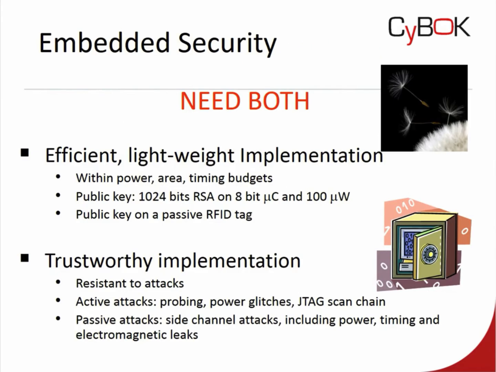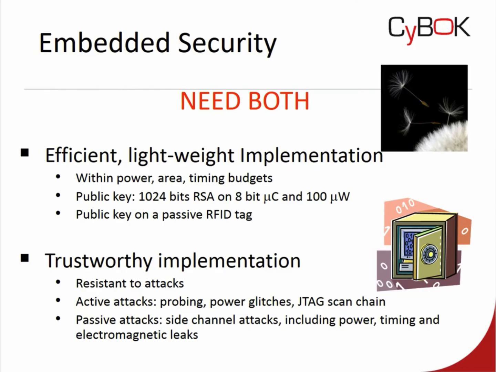So for my cyber-physical systems, I actually need both. I need very efficient, lightweight implementations, which are within the power, area, and timing budgets. It might be a challenge to get this working on a passive RFID tag or on a tiny microcontroller, certainly if you use old-fashioned public key, like 1,000, 2,000 or 4,000 bit RSA. On top of the efficiency, I want trustworthy implementations. These implementations should be resistant to active attacks like probing attacks, power glitches, JTAG, scan chain inputs, and so on, and passive attacks like sidechannel attacks: power, timing, electromagnetic, and these days also microarchitectural sidechannel attacks.